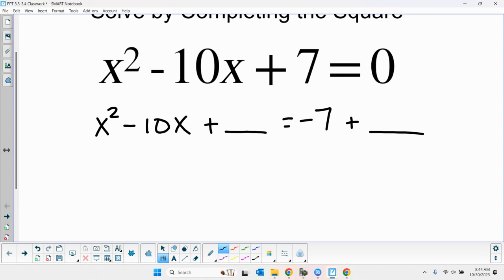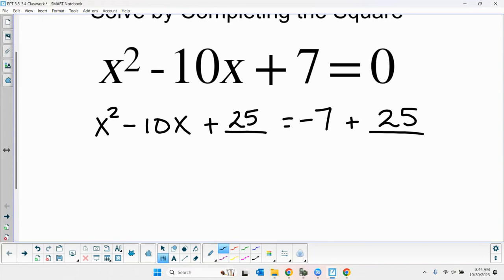We good so far? And then to fill in the blank, to complete the square, we take half of the B. What's B, Badger? I know. That's why I asked it. No, that's the C. A is 1, B is -10, and C is 7. So what's half of B? 5. And then to fill in the blank, we have to square that. All right, so 5 squared, 25 goes in here.